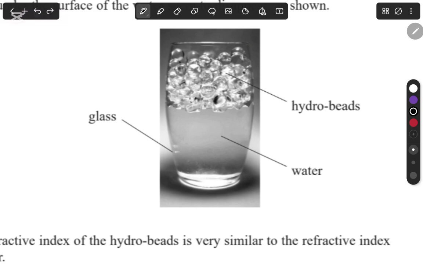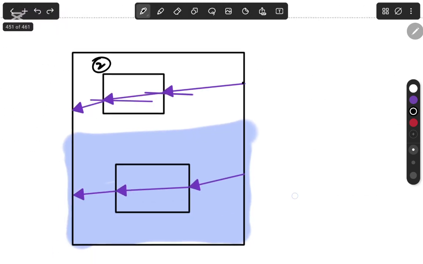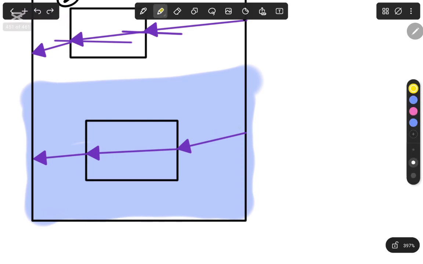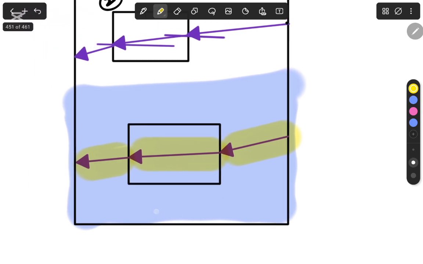But then the question remains, why can't we see the hydro beads over here? Well, that's because, notice, we have the light ray entering. It refracts a little bit, okay? And then it refracts a little bit here as well. Very little. It's almost like the ray is the same.